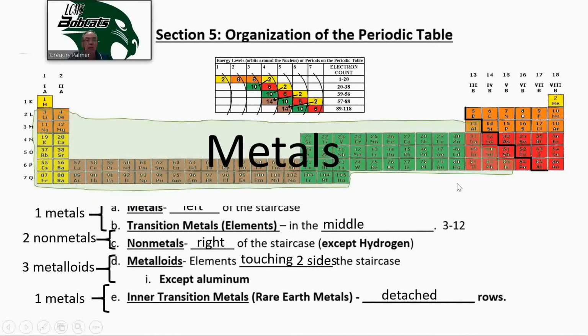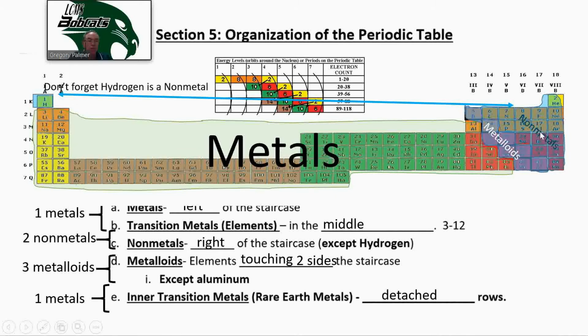Okay. So when we look at the periodic table pasted back together, we said that the metals are on the left, so the most metallic things are over here, francium. The metalloids are right along the staircase. It's the elements that touch two sides of the staircase except for aluminum. The nonmetals are way over here on the right side, except for hydrogen.